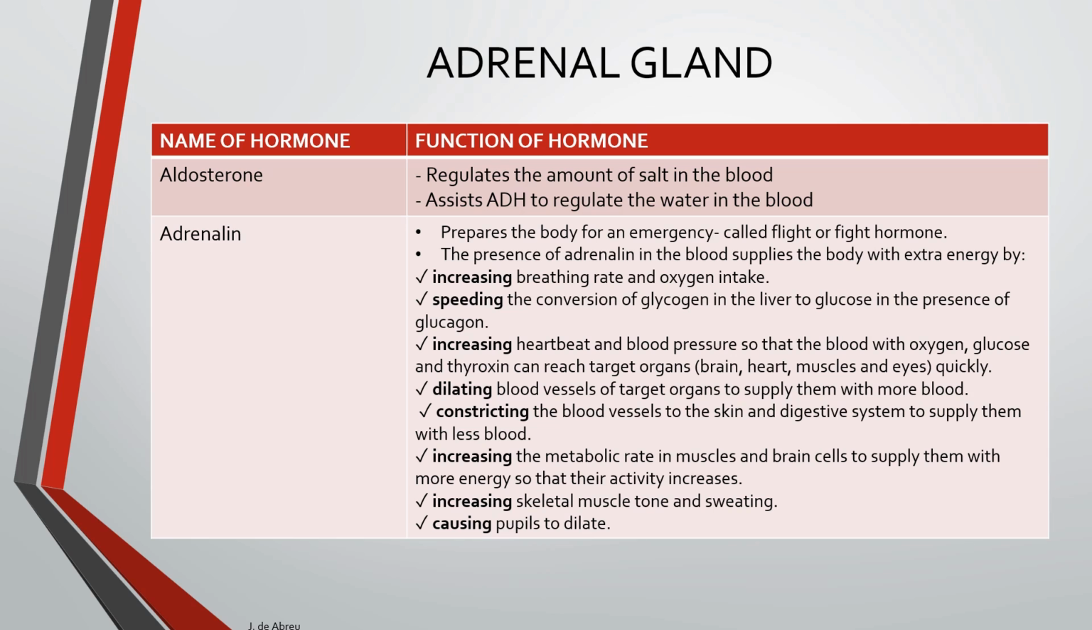So dilating means that the diameter of the blood vessel is increasing. Then it constricts the blood vessels to the skin and the digestive system to supply them with less blood. We don't need the blood by our skin and our digestive system right now. If you just ate a meal, your body's going to be like, no, let's stop digesting this food. We don't need to digest this food right now. We need to run away. So we're going to send all of the energy to our legs so that we can run, so that those muscles are active.